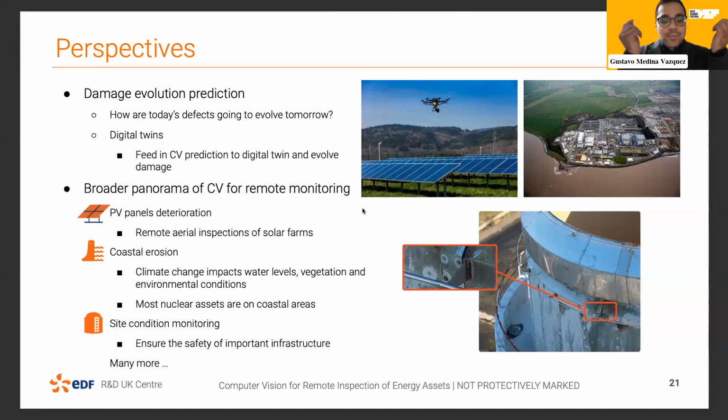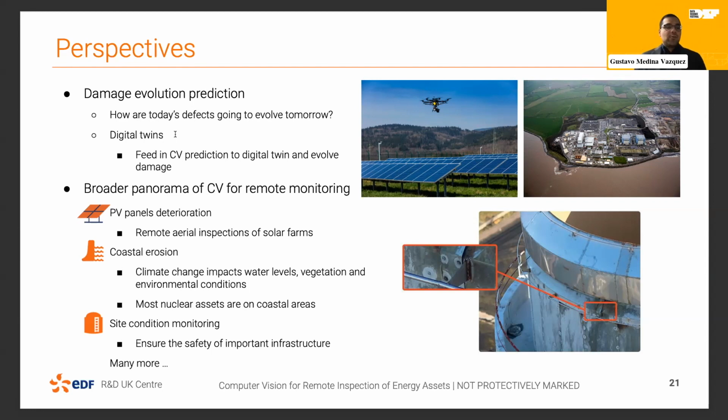So now we have a tool that more or less gives you where the defects are in an image. Next, you may ask, okay, how are today's defects going to evolve tomorrow? And one way that you could maybe think about this is by considering digital twins of the wind turbines. So we can feed in the predictions of where and what type of defects are appearing in the different parts of the blade. You can feed this into the physical model and evolve this over time to understand how your defects are going to evolve.